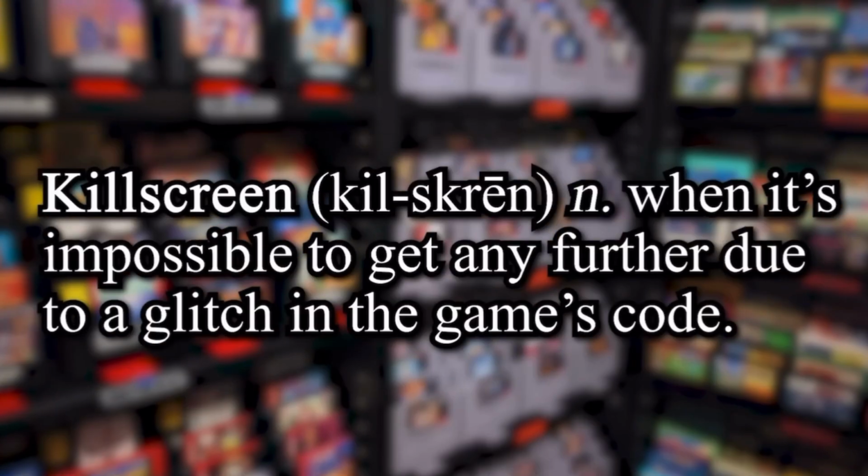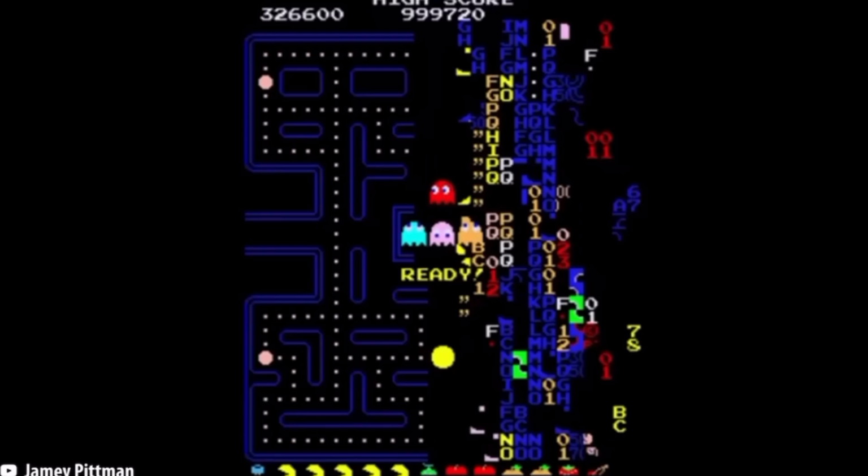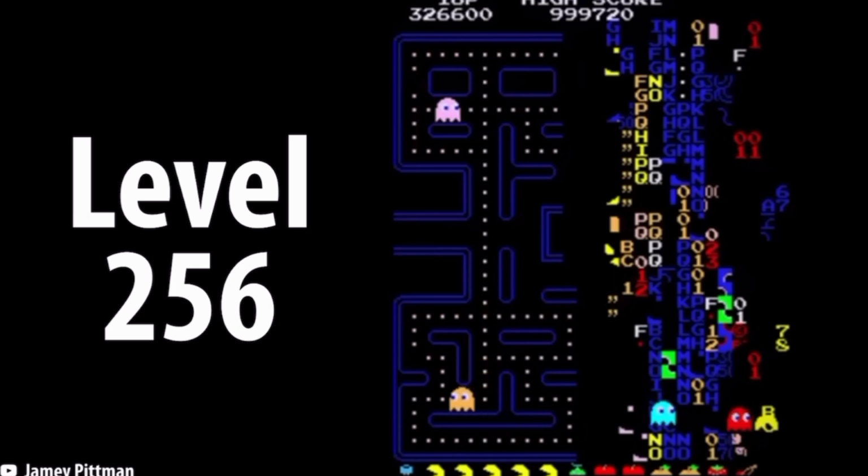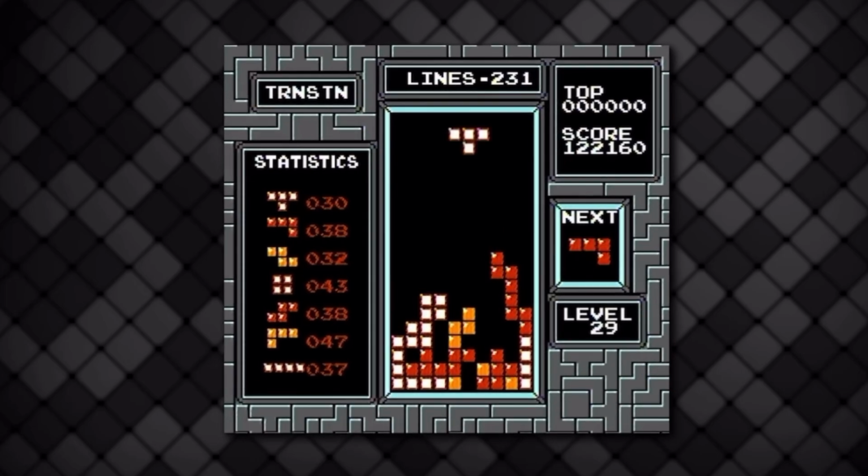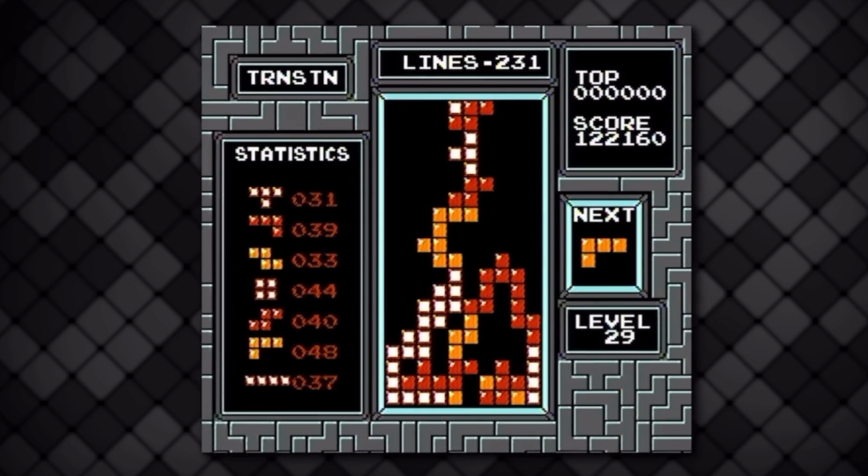In retro games, a kill screen normally refers to when it's impossible to get any further due to a glitch in the game's code. For example, in Pac-Man, the kill screen is reached at level 256, where a glitch garbles the entire right side of the screen and you aren't able to eat enough white dots to clear the level. NES Tetris doesn't actually have a glitch at level 29. The level is clearable if you can somehow figure out a way to move the pieces faster.